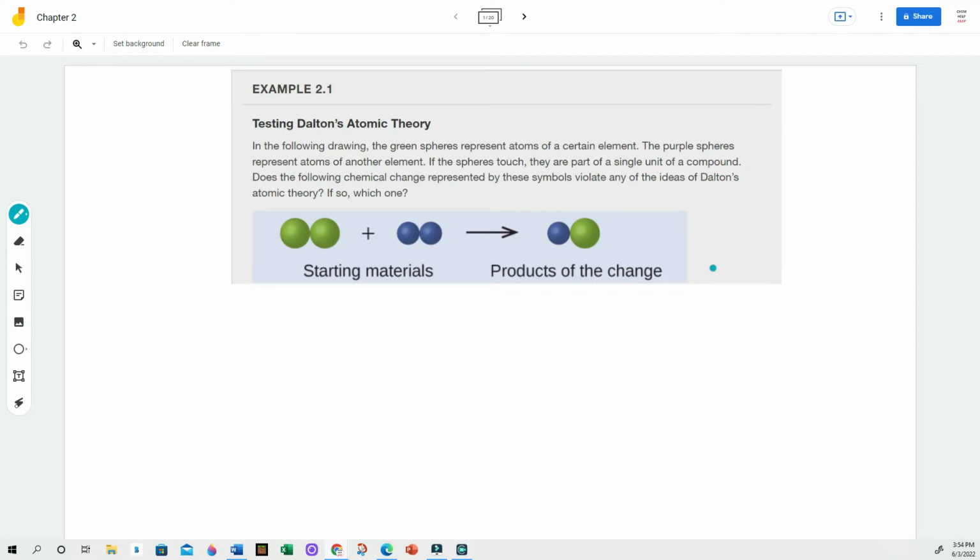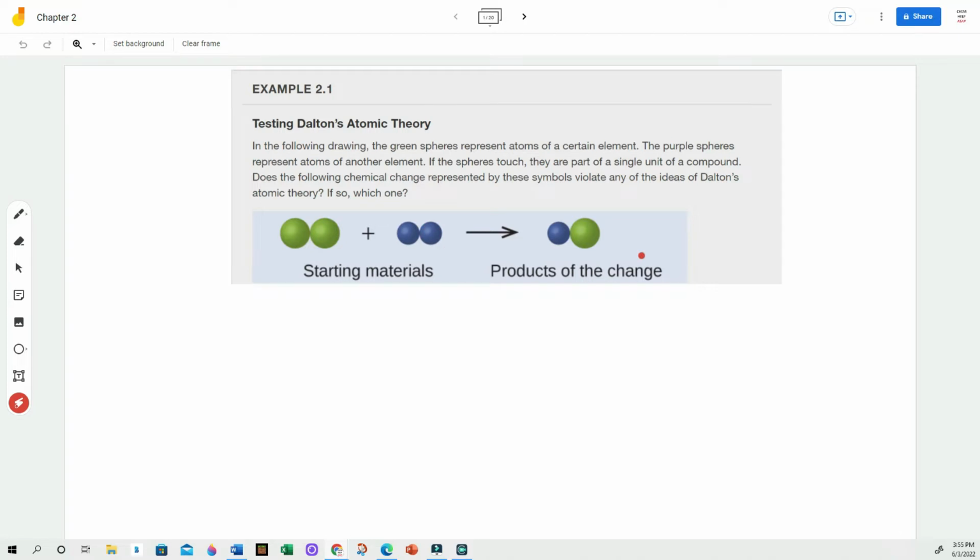That's perfectly fine. All right, so what we want to do is just look at this reaction. We've got starting materials and we've got products of the change, and just see if we've violated anything from Dalton's atomic theory. So what I'm noticing first off is I have two green spheres and two blue/purple spheres. But once I get to products, I only have one of each.